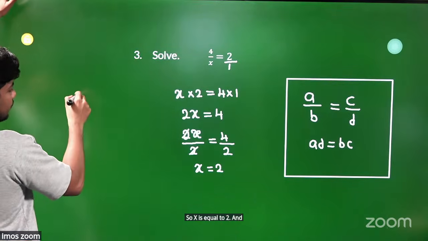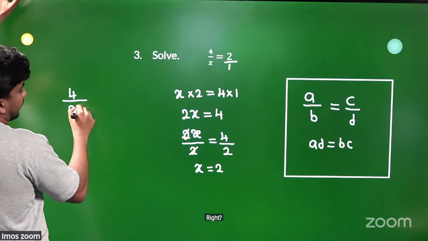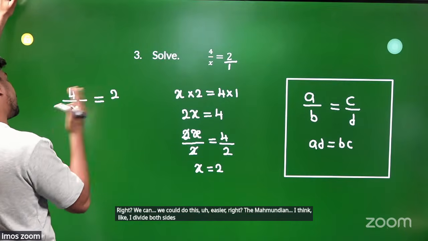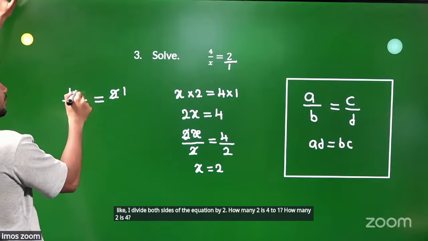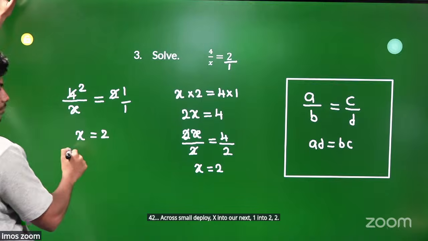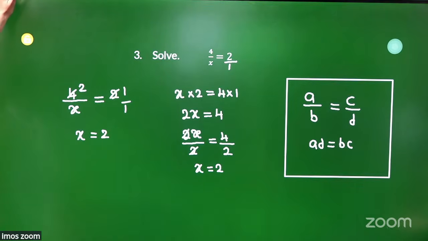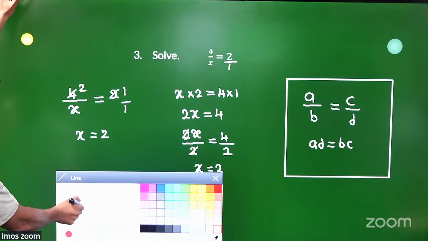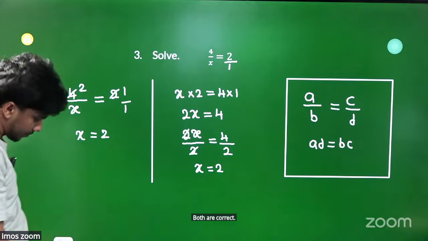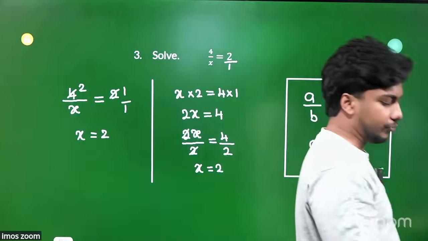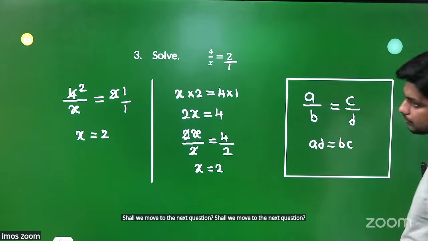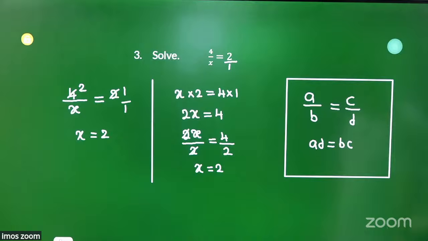And also we could do this more easily. I divide both sides of the equation by 2. How many 2s for 2? 1. How many 2s for 2? Cross multiply, x into 1 is x, 1 into 2 is 2. Both are correct. Shall we move to the next question?